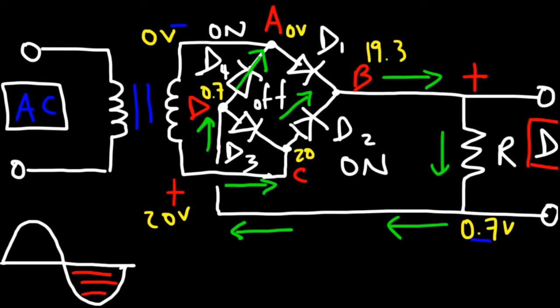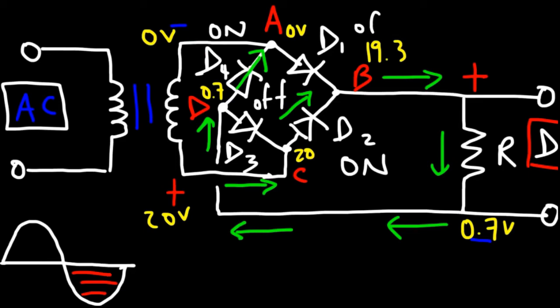Now once it reaches point A, it's not going to go to point B because you're going from a low potential to a high potential. And so that's not going to work. So D1 is off as well. So only D2 and D4 are active during the negative half cycle. Now once the current reaches point A, it's going to return back to the transformer. And so that's going to be the flow of conventional current in this circuit during the negative half cycle.